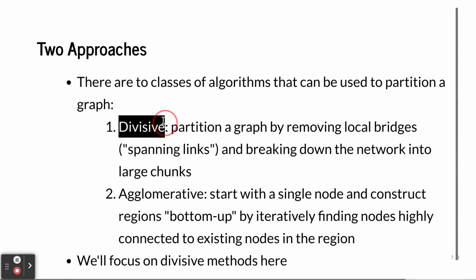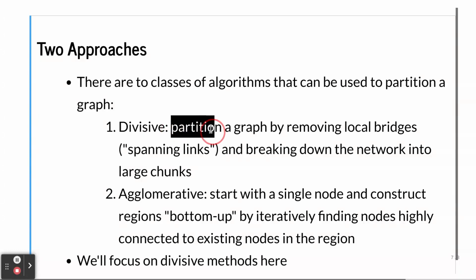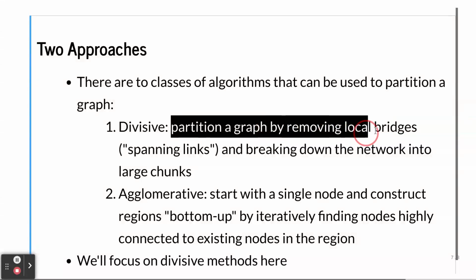The first class of algorithm is known as a divisive algorithm. What we do here is we partition the graph by removing local bridges, also known as spanning links in the literature, which will break down the network into large chunks. Each time we remove another local bridge, the chunk size gets a little bit smaller.